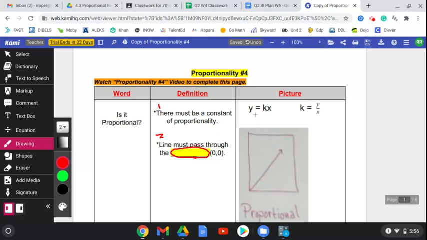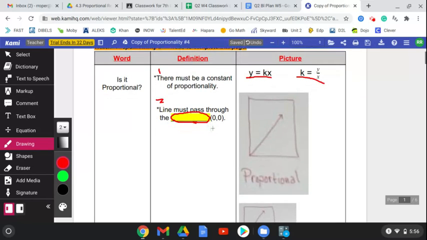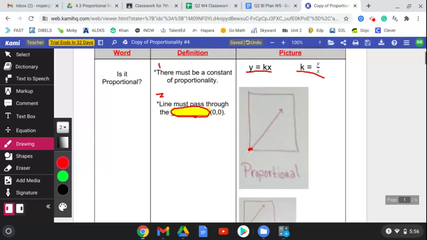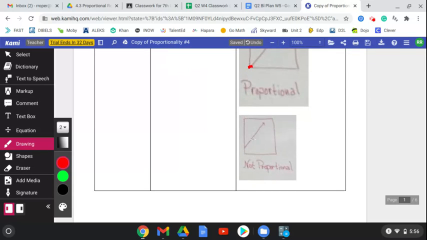So we already know that a relationship is proportional. If it is proportional, we can use this equation, y equals kx, where k is the constant of proportionality. To find k, we would take our y values and divide by the x values. So here's an example of a proportional relationship. If this is the origin right here, the line is a straight line that passes through the origin. In this second example, this is not proportional because right here is the origin and this line does not pass through the origin.